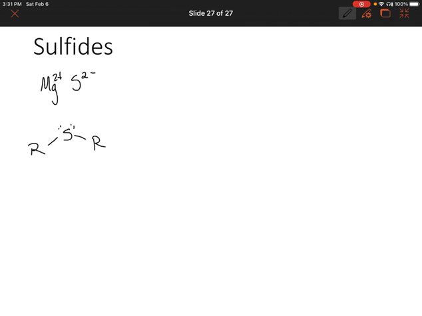Now, what's interesting here is that you can oxidize a sulfide and turn it into the following, where you have an oxygen double bonded to sulfur. And I believe there's still a lone pair on sulfur there. So in this reaction, we took a sulfide and we turned it into sulfoxide.